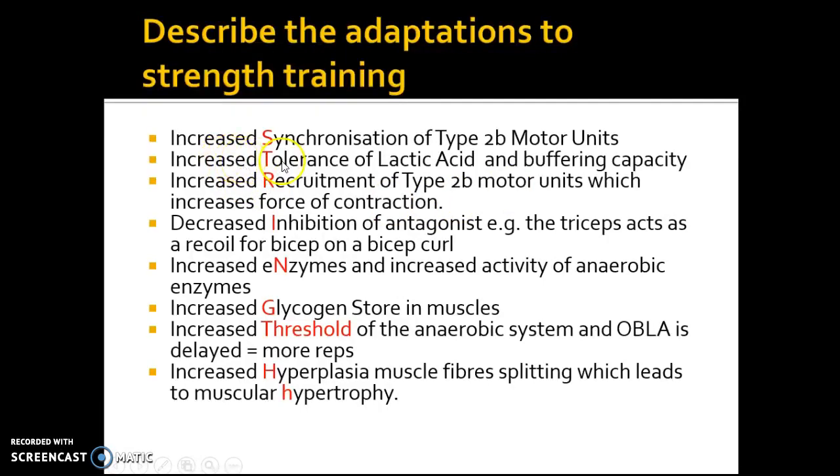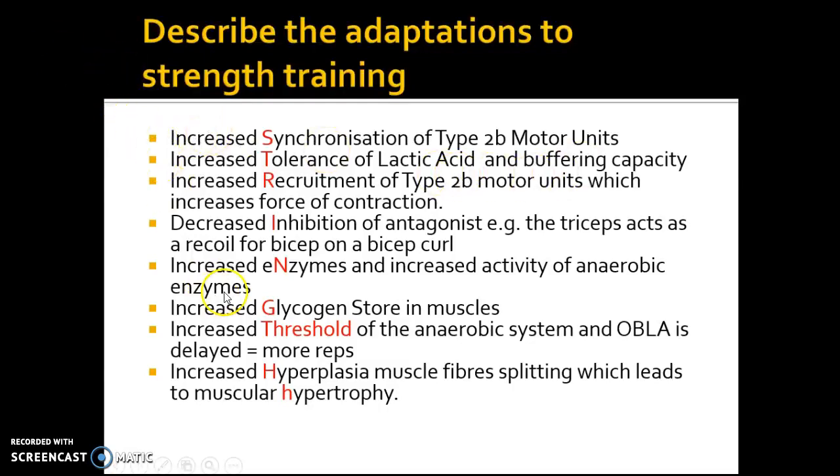Other things that happen then, increased tolerance of lactic acid. So basically by doing lots of weight training, you can kind of resist this lactic acid better via something called the buffering capacity. Okay, so that allows you to use the lactic acid and you can actually go through that pain barrier where other people who start have to stop. It's too painful for them.